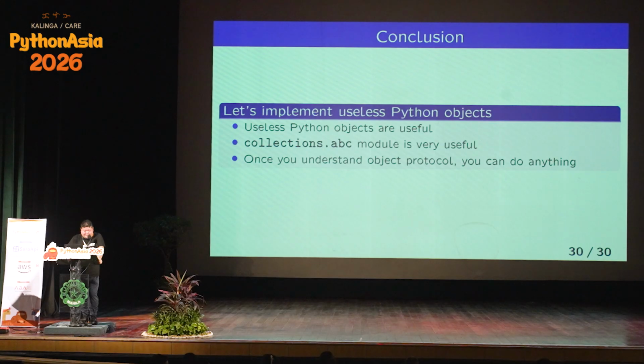Let me wrap up. Today, here are the things to remember. First, useless Python objects are useful. The process of making them teaches us about Python. Second, the collections ABC module is very useful. It gives us abstract base classes for all kinds of collections. Third, once you understand object protocols, you can do anything. You can make normal objects. You can make useless objects. You understand how Python really works.